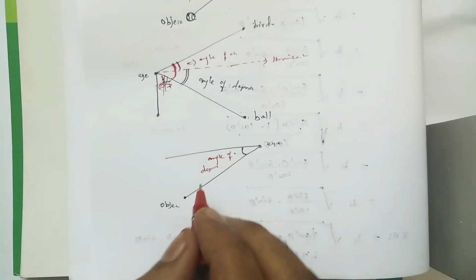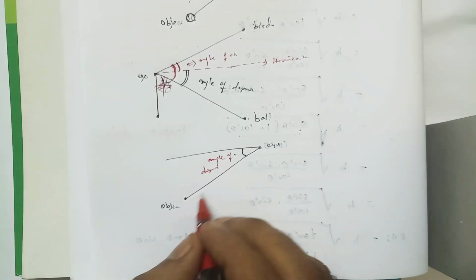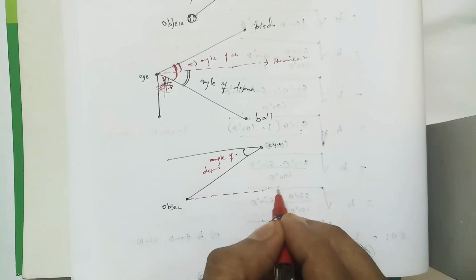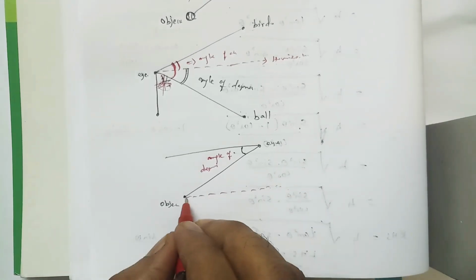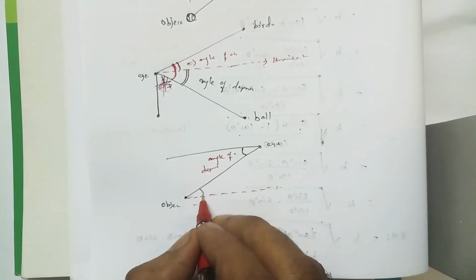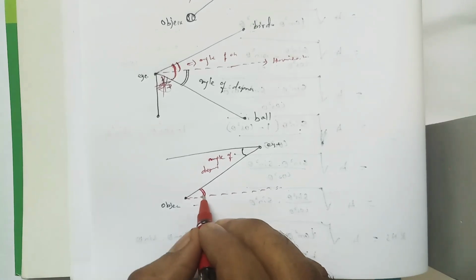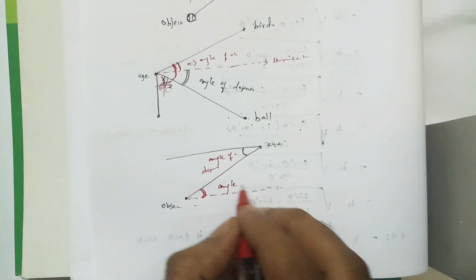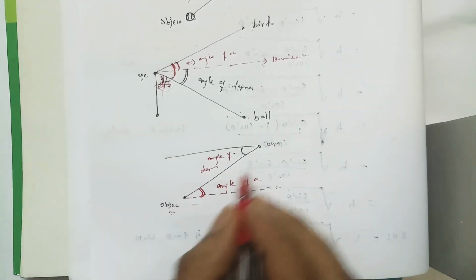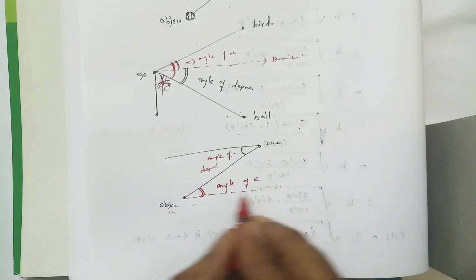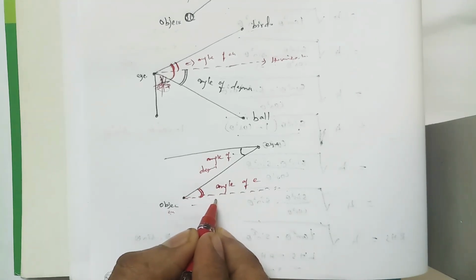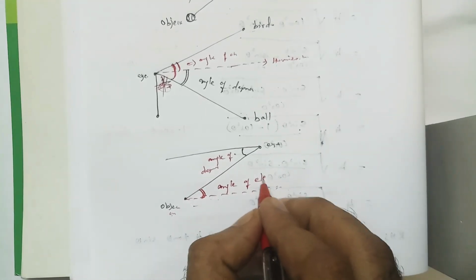I'm just drawing a parallel line for this horizontal line. This is the horizontal line and this is the line of sight, and here also we are getting one angle. What is the name of this angle? This angle is the angle of elevation. Now see, this is the eye and this is the object. For the eye we have drawn the horizontal line, and this is the line of sight. So in between the line of sight and the horizontal line we are getting one angle. That angle is the angle of elevation.